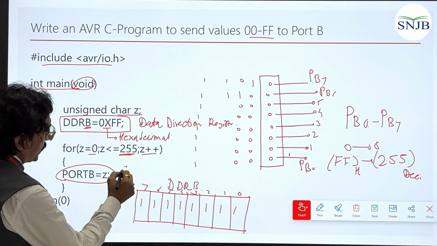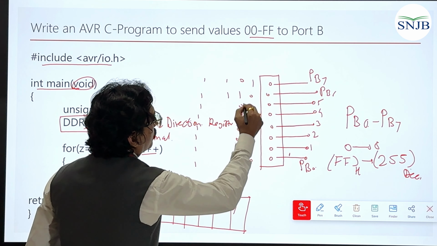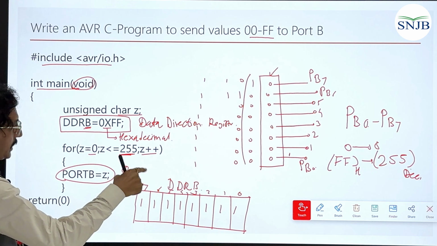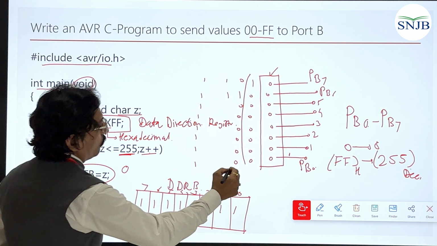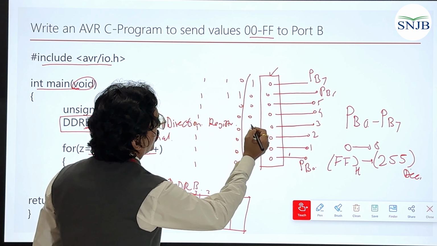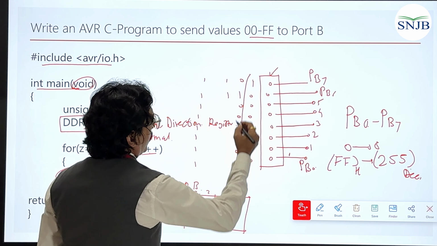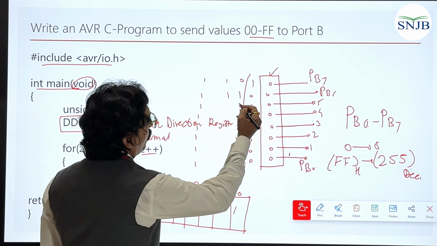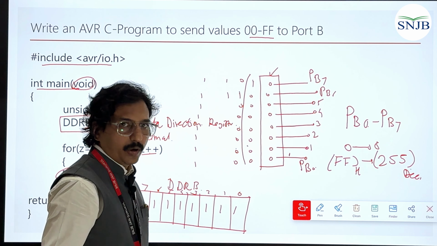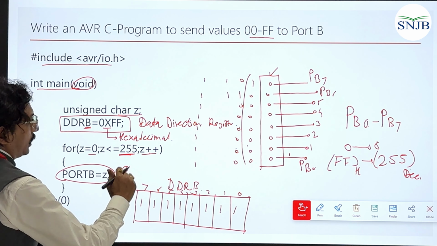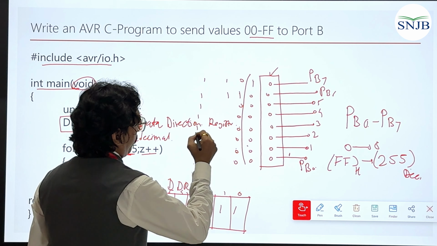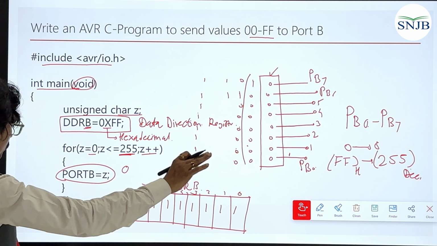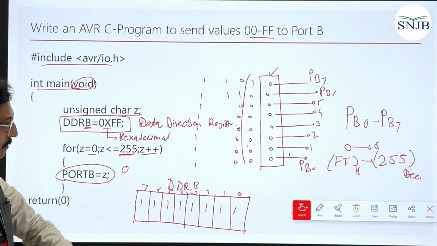If the value of Z is 0, all bits become 0. The value of Z increasing by 1 means 1. We are sending 0, 0, 0, 0, 0, 0, 0, 1. Again incrementing the value by 1, it becomes 0, 0, 0, 0, 0, 0, 1, 0, like this. Okay, so up to 255 means FF. This is the value. So this is a very simple program to transmit 00 to FF.